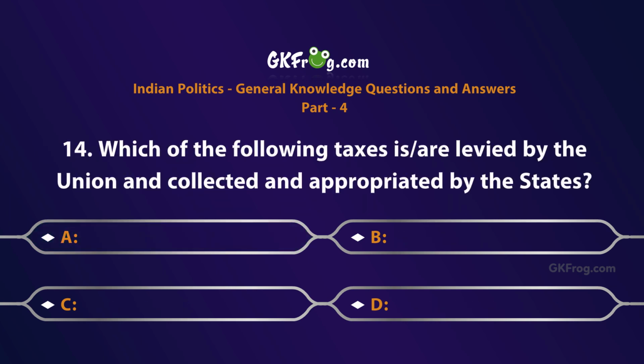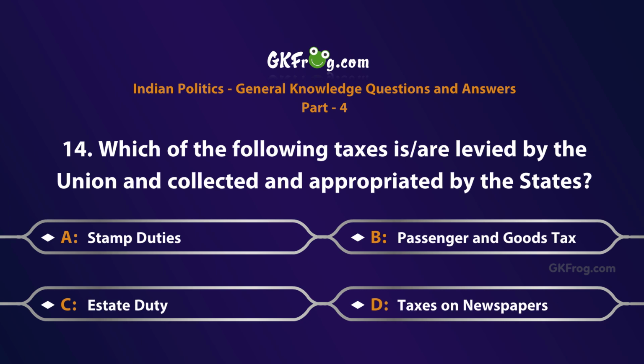Which of the following taxes are levied by the Union and collected and appropriated by the states? A. Stamp duties, B. Passenger and goods tax, C. Estate duty, D. Taxes on newspapers. Correct answer is A. Stamp duties.